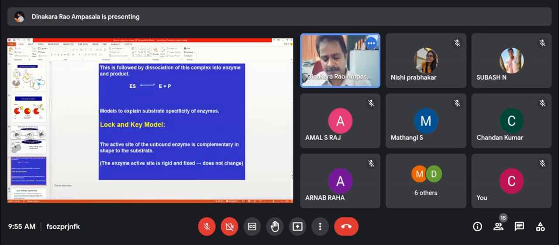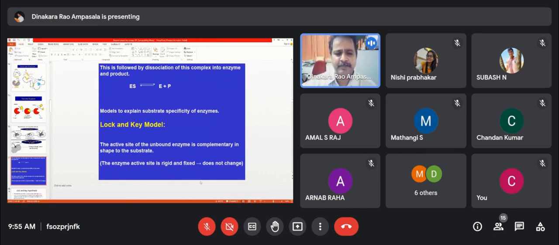So there are several proposals about how an enzyme interacts with the substrate. Okay, how will the enzyme recognize its own substrate molecule, even though many substrates are available in this reaction mixture? How will this enzyme go and interact only with its substrate molecule? So there are several proposals. Among these proposals, two became famous.